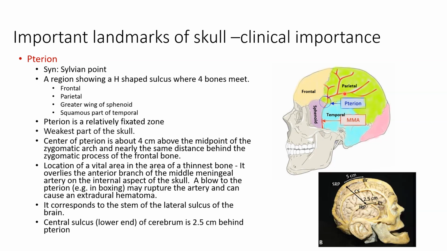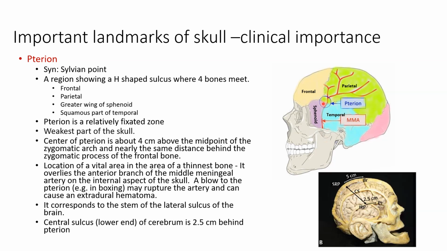The surface marking for this is about 4 centimeters above the midpoint of the zygomatic arch and the same distance behind the zygomatic process of frontal bone. This is the zygomatic process of frontal bone. It's 4 centimeters behind it, and this is the zygomatic arch, and it is 4 centimeters above its midpoint. And it is the thinnest bone. The vital structure is there, and a vital area of the cerebrum is also there underneath it.